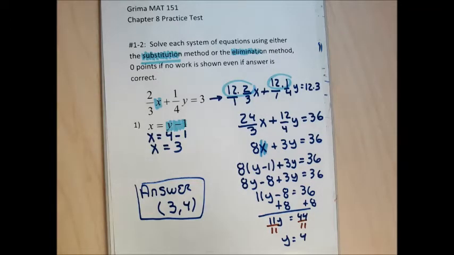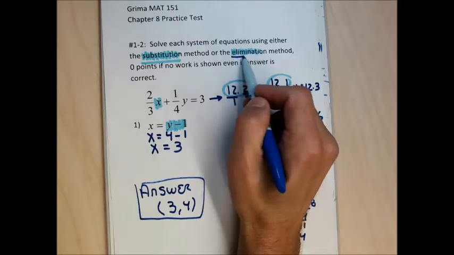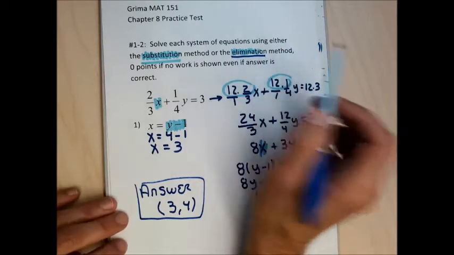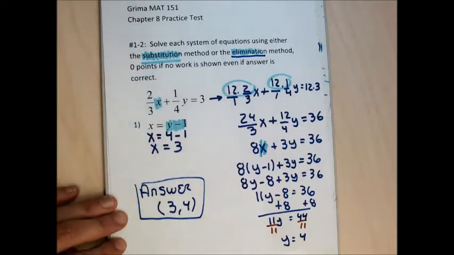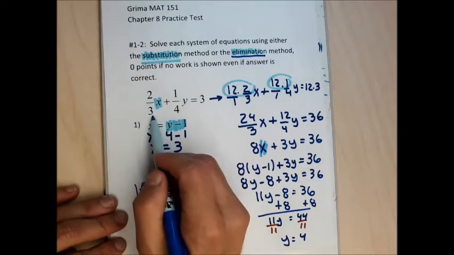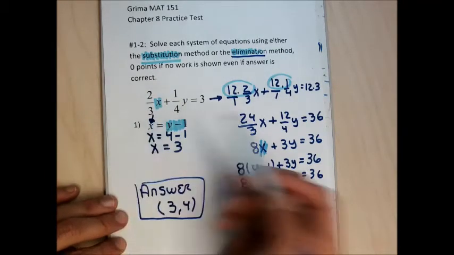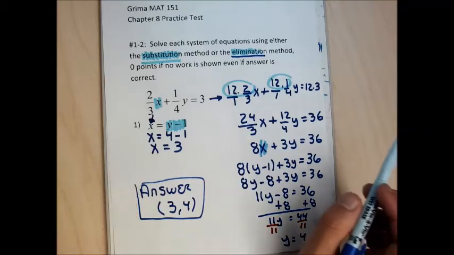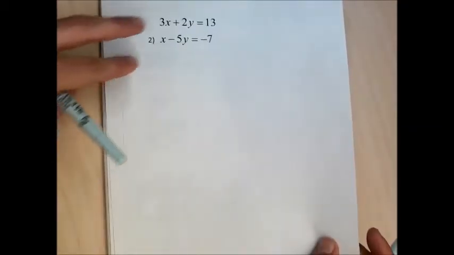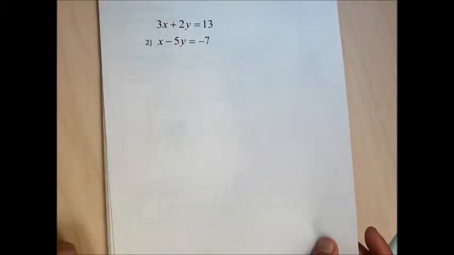When I go to do problem 2, I'm going to wind up using the elimination method. Of the two methods that we're allowed to use for problems 1 and 2, the substitution method is preferred if one of the equations is solved for a letter. The elimination method is preferred if the letters are lined up, and that's the case for problem 2.